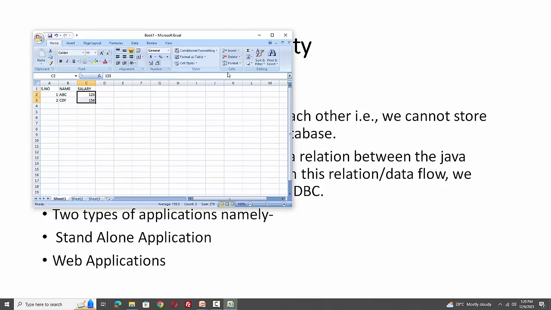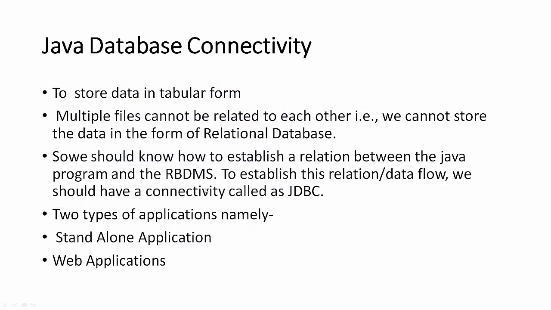A database can store data like a username, password, and other kinds of things. Multiple files cannot be related to each other, that is, we cannot store the data in the form of a relational database. With a relational database, we can interlink the data from one file to another. So we should know how to establish a relation between a Java program and the RDBMS. To establish this relation or data flow, we should have a connectivity.